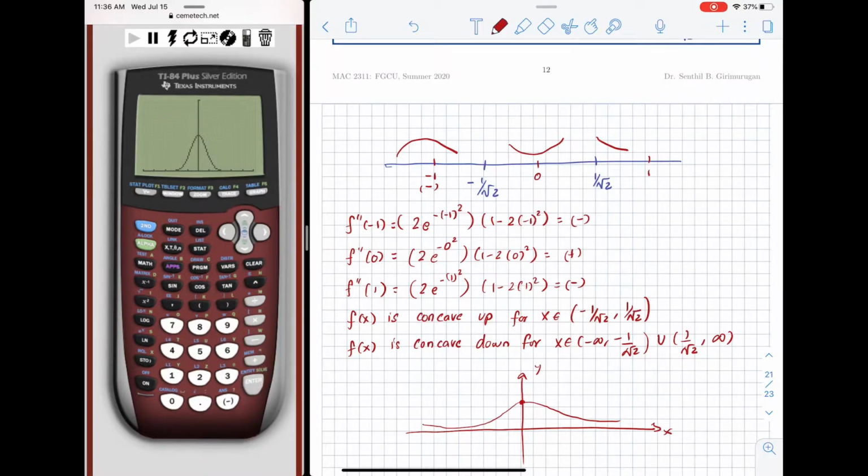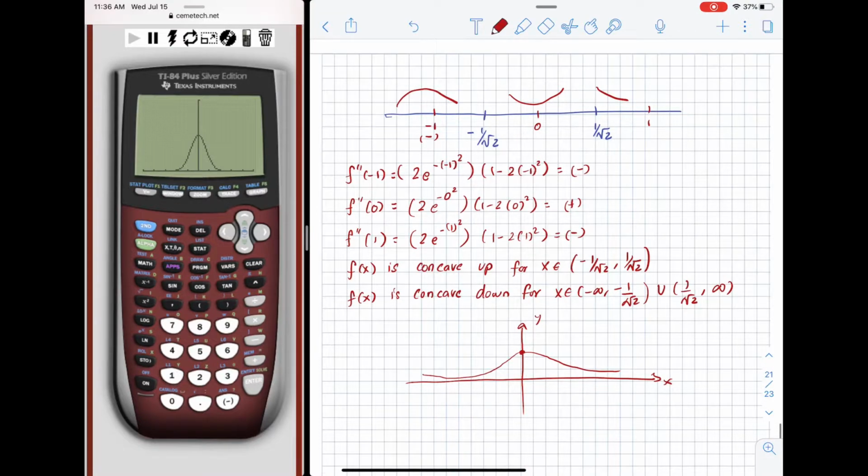And it is concave down again. So it's not very obvious by looking at the graph, but by doing the second derivative test, things become very clear.